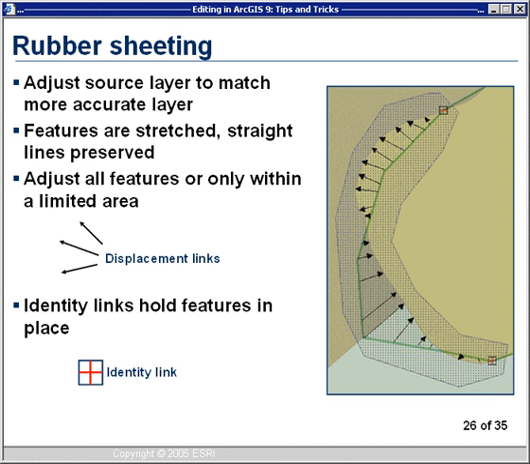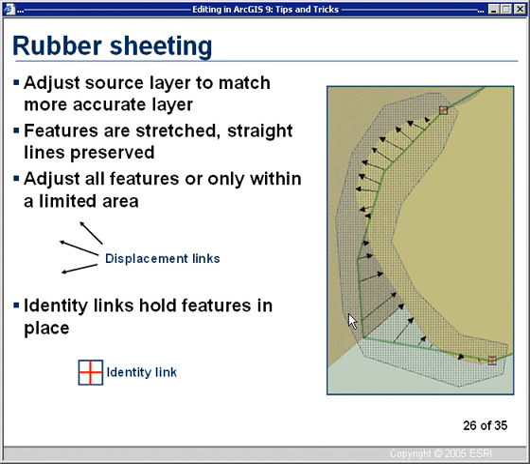Now, rubber sheeting, different to transform, is localized adjustment of data. So instead of adjusting all coordinate data, we're only adjusting information within a very defined area. And we can define this area by specifying something called an identity link. And in the graphic example you see here, I've placed two identity links down to hold, pretty much like putting a pin down and saying, nothing moves beyond this pin.